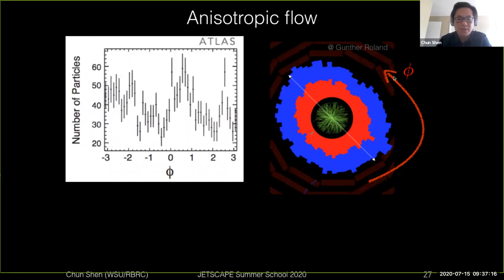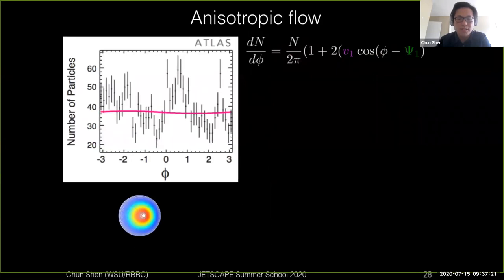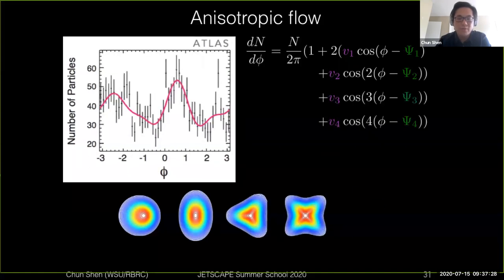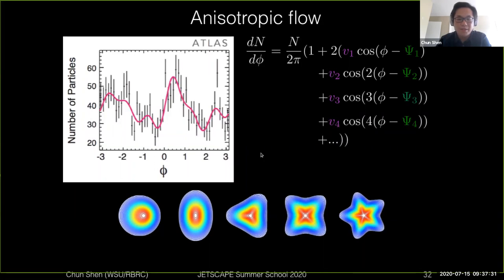One thing you can do is, along these azimuthal directions, do a Fourier transform to basically translate these oscillations in angle phi into a series of coefficients, which we call Vn: V1, V2, V3, and V4. They basically describe dipolar, elliptical, triangular, or quadrangular deformations of these oscillations in phi, in terms of the number of particles you measure at given momentums. So these Vns are called anisotropic flow coefficients in the measurements.